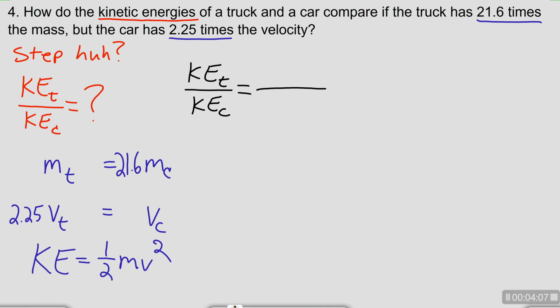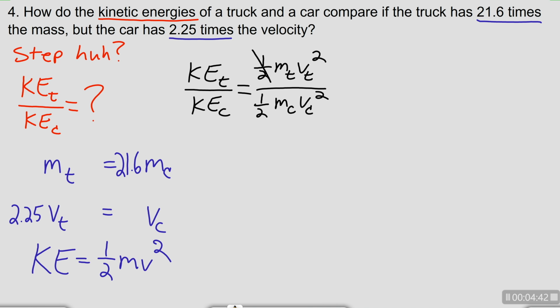So what you want to do is make the top half equal to what the top half is equal to, and then make the bottom half equal to what the bottom half is equal to. So that means kinetic energy of the truck is going to be 1/2 mass of the truck times velocity of the truck squared. So the top half of this is equal to the top half, and the bottom half should be equal to the bottom half. Kinetic energy of the car, 1/2 mass of the car, velocity of the car squared.